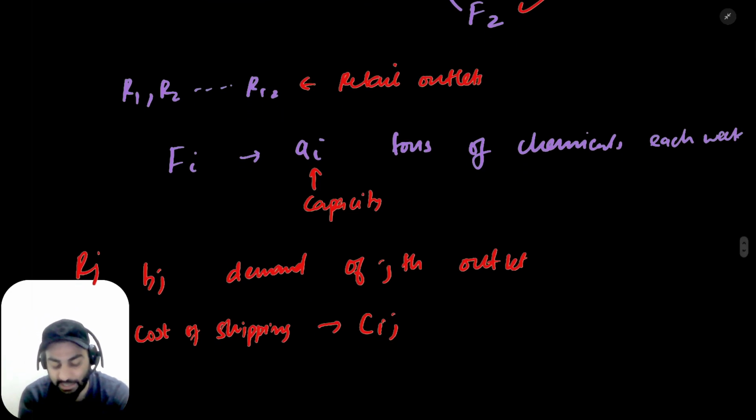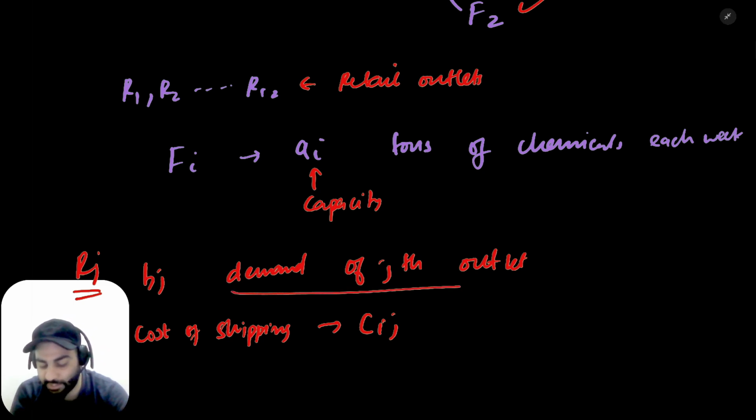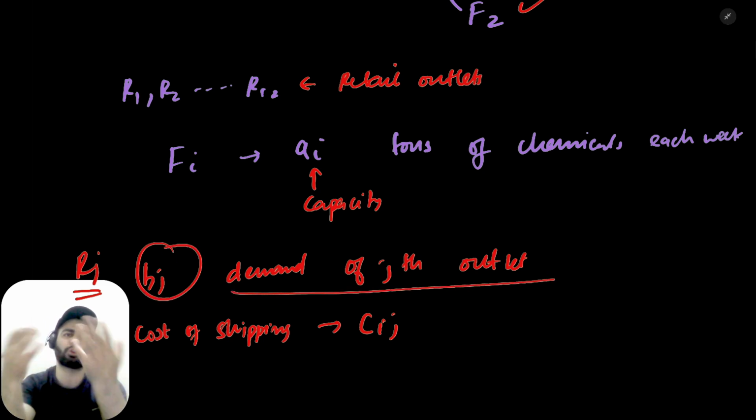Then I have Rj, meaning outlet Rj. What is its weekly demand? The weekly demand of the jth outlet is Bj. So Bj tons of chemical are required.